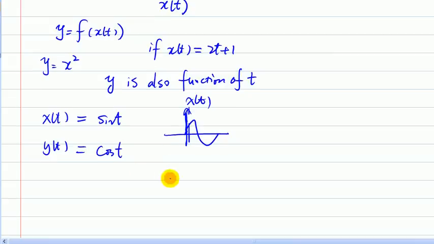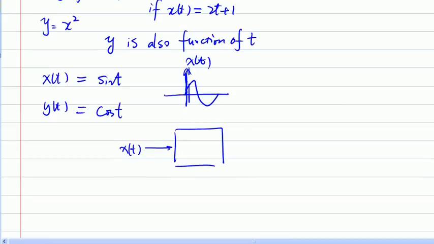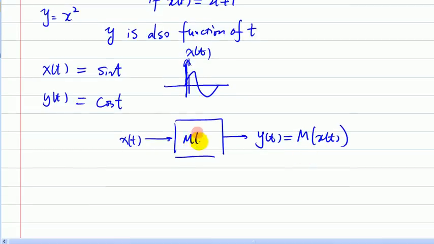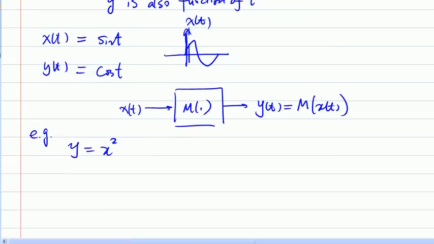When it relates to a system, what we do is draw a box. Your input is x, we call the input x of t, and the output we see is y of t. We use this symbol here, M, as an operator to represent the system. So you could have a system, for example, of y simply x squared. That's a system.